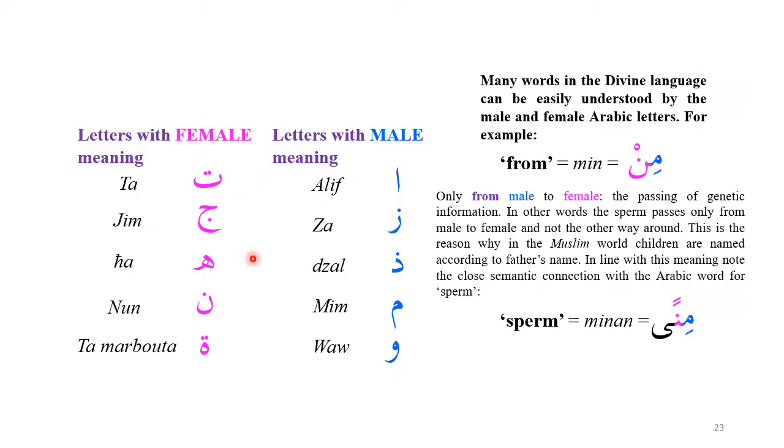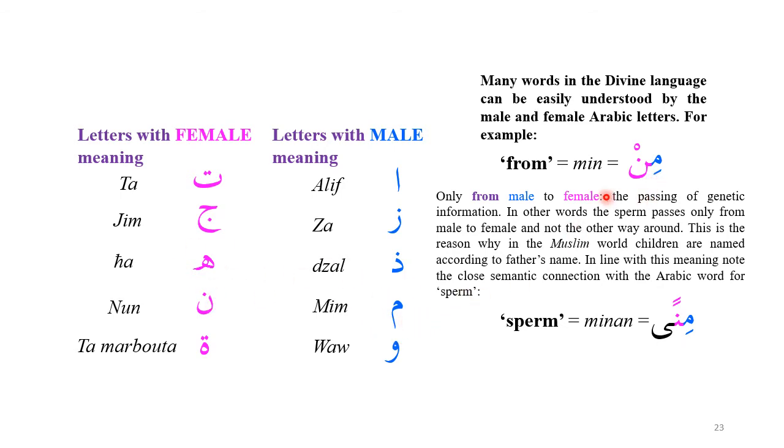Now, some of the letters have a male meaning. Some of the letters have a feminine meaning. For example, alif, za, dal, mim, and waw. These have a predominantly male meaning. And then ta, jim, ha, nun, and ta marbuta. These will have a feminine meaning. If you learn this, so many words will become very easy for you to understand.